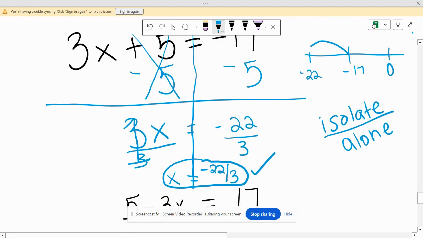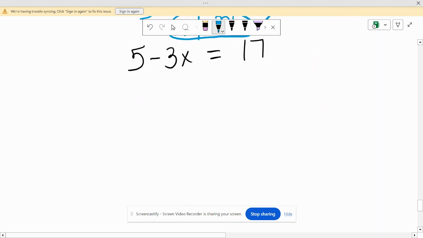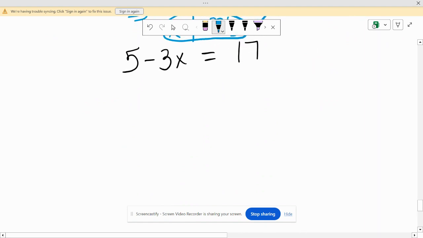Here's another one. This one looks similar, same numbers, but they're in a little different order, and we got some different signs. Let's see how those sign changes affect our problem. So first thing I'm going to do is draw my line down the middle so I can remember the do-do rule. Whatever I do to one side, I do to the other.